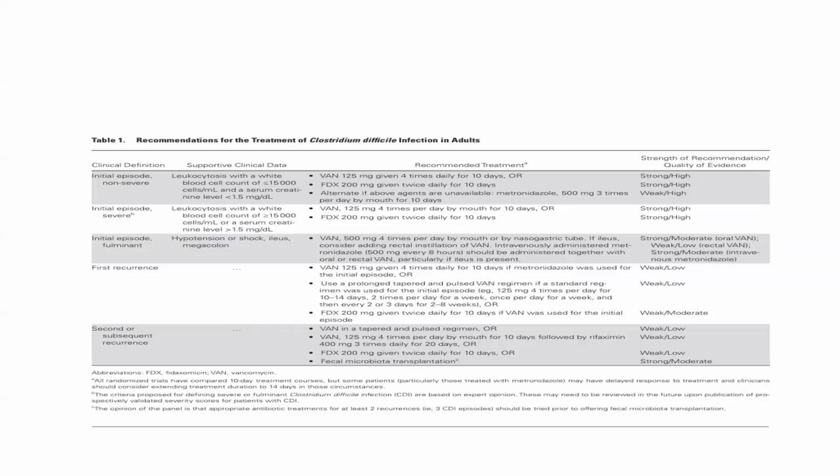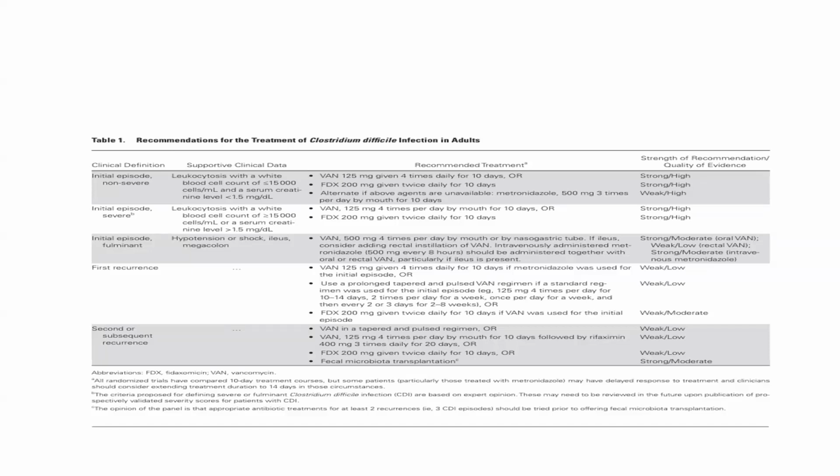If the initial episode is fulminant, that is, if the patient is in hypotension or shock, or if ileus or megacolon is present, then we can use the higher dose of vancomycin, that is 500 mg 4 times per day by mouth or by nasogastric tube. If ileus is there, then consider adding rectal instillation of vancomycin.